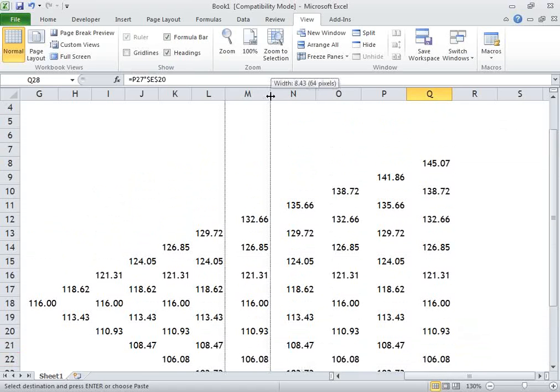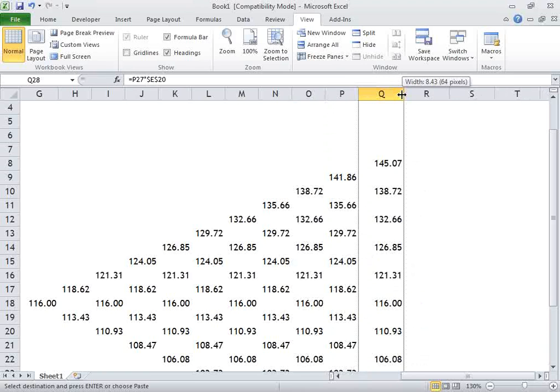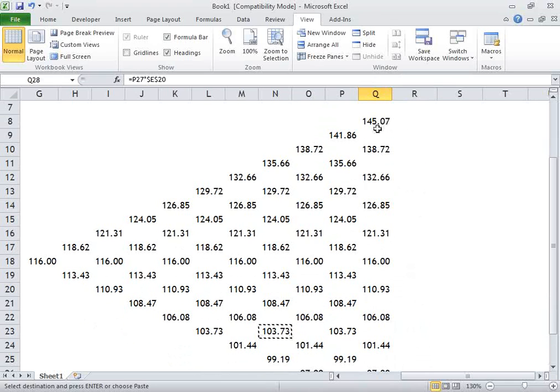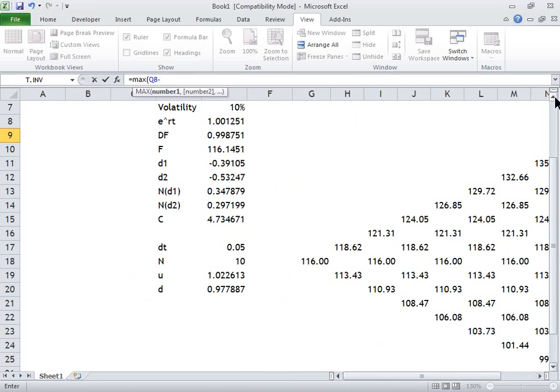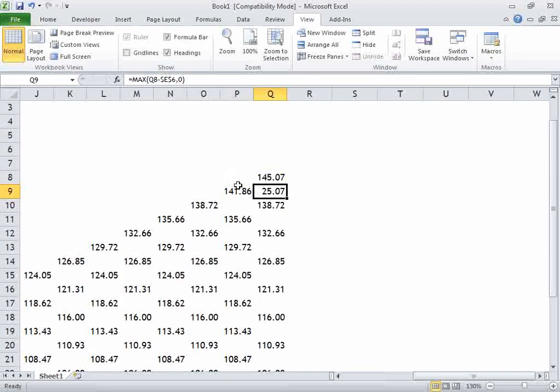Now we know that we have a call option, and the strike price is 120, and only some of these options will be exercised in the money. Now I'm going to calculate the option payoff one step below. The option payoff I can calculate as max of, in this state of the world, 145.05 minus the strike, which is 120, comma 0. In this case my option payoff is 25.007.